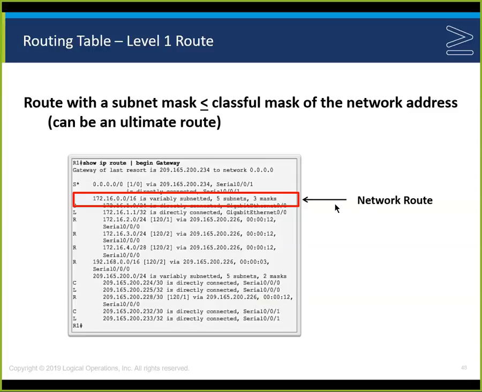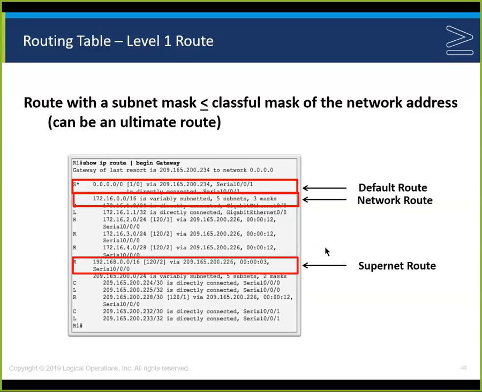172.16 is variably subnetted. This is the network route that it's going to use. We have the supernet route here, /16. Supernets are when we put multiple smaller networks together. Subnetting is where we take big networks and make them small networks. Supernetting, we take little networks and make them big networks. 192.168, this says anything that starts with 192.168 is where it's going to go via the IP address and the serial interface.